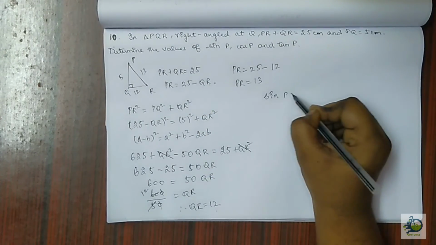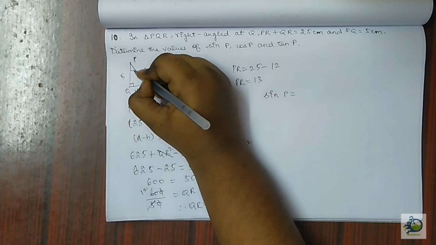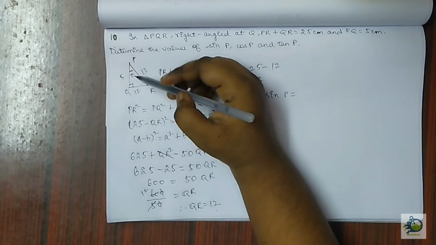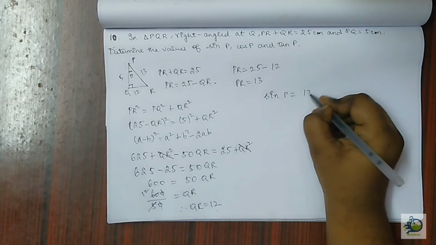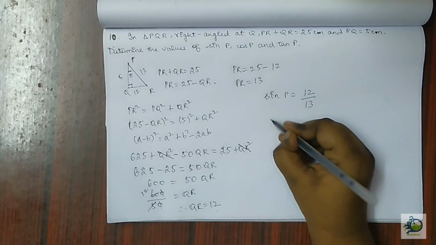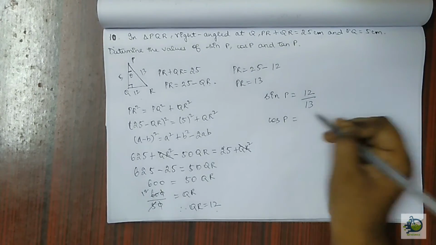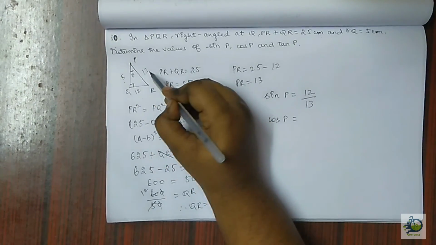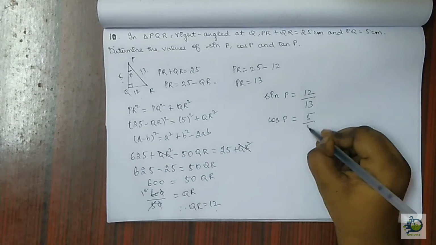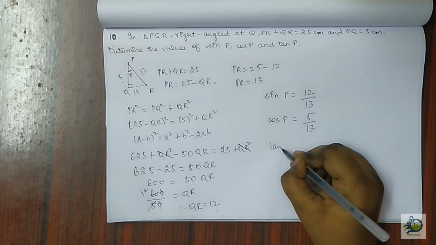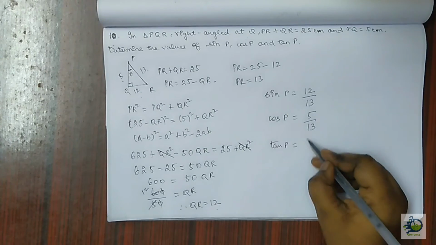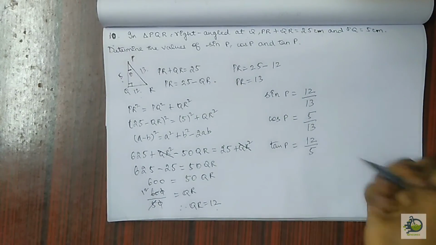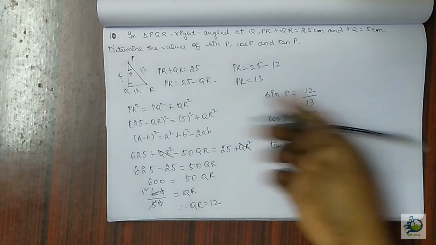Sin P is equal to, so here is the theta. So sine theta is opposite by hypotenuse, so 12 by 13. Cos P is adjacent by hypotenuse, so 5 by 13. Tan P is opposite by adjacent, which is 12 by 5. Yeah, we found everything.